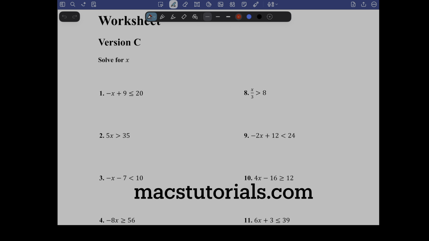It's Mac here, and we are working on solving inequalities. These are version C, and we are going to have a mix of problems where you have to flip the sign and some where you don't. You're going to have to figure out on your own when to do that.